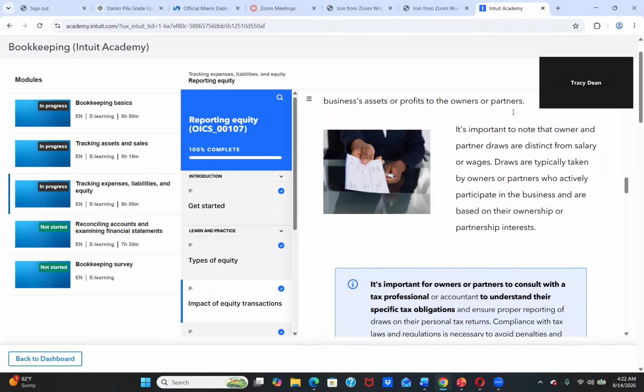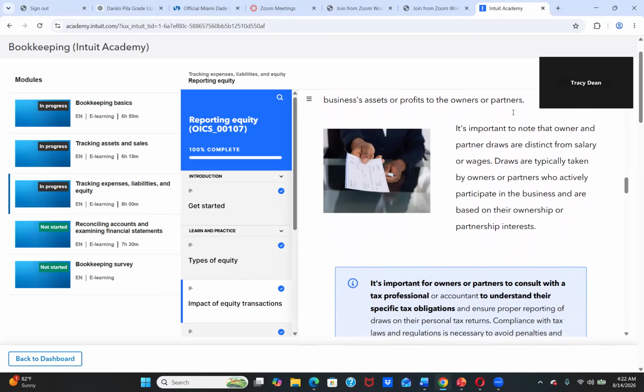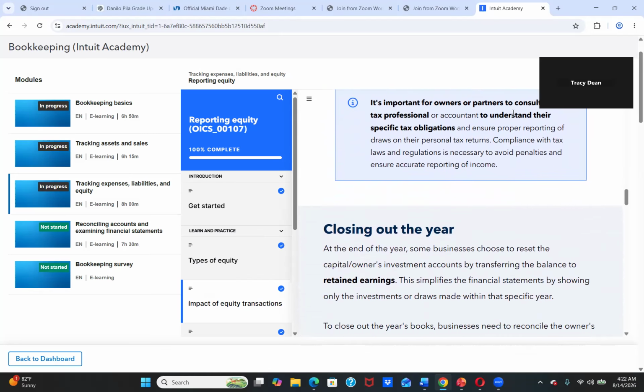So owners draw and partners draw are not the same as salary or wages. So who takes the draws? The owners or partners who actively participate would take the draws. And again, it's based on their ownership or partnership interests.